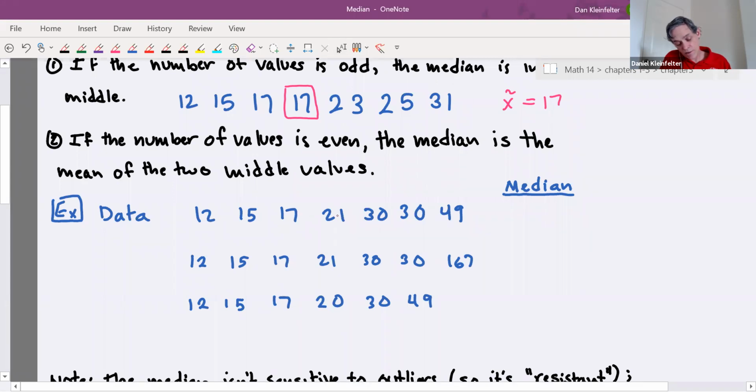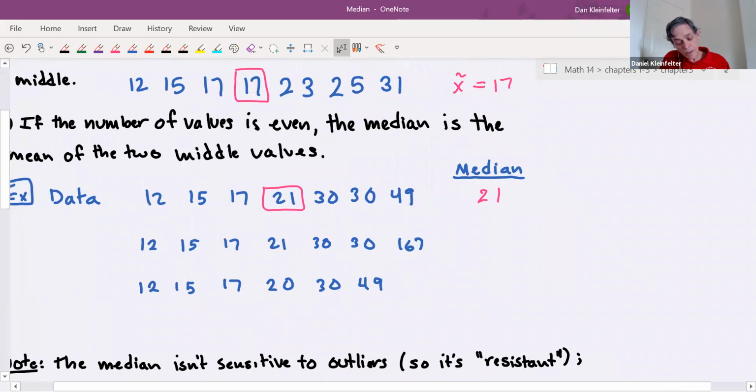There's 1, 2, 3, 4, 5, 6, 7 numbers. So the median is the middle number. That's 21. There's 3 values above and 3 values below. 21 is our median. Next, we have 1, 2, 3, 4, 5, 6, 7. There's 7 again. I have the same one in there twice.